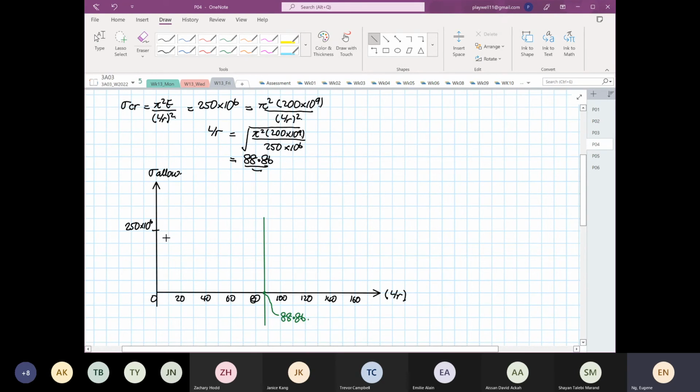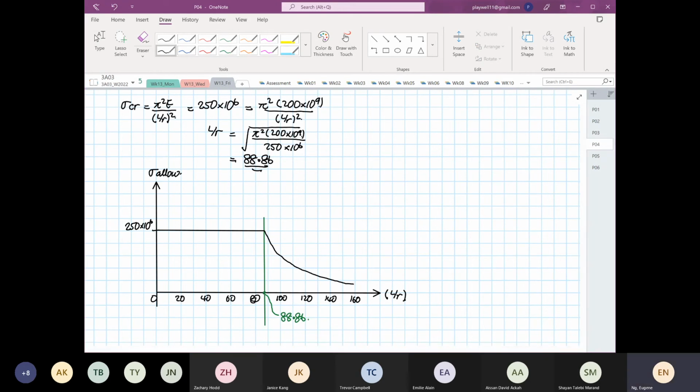From 0 to 88.86, the allowable load is what? 450, right? After that, the load the structure is able to carry will decrease. Okay. Now, why is that?